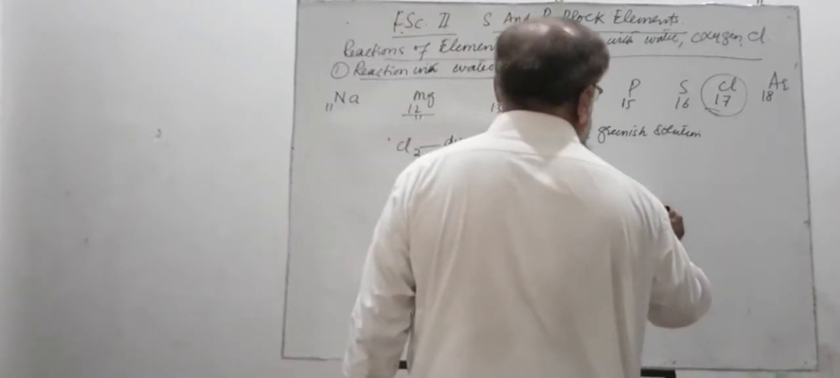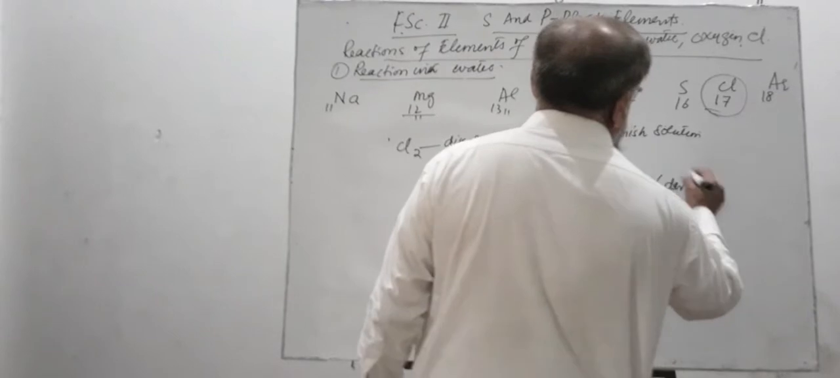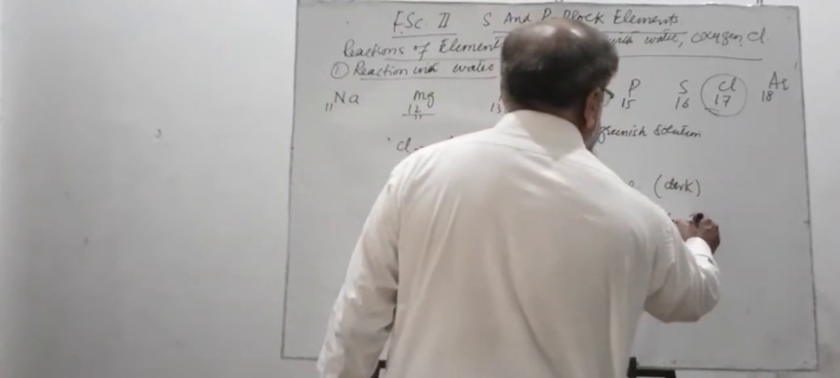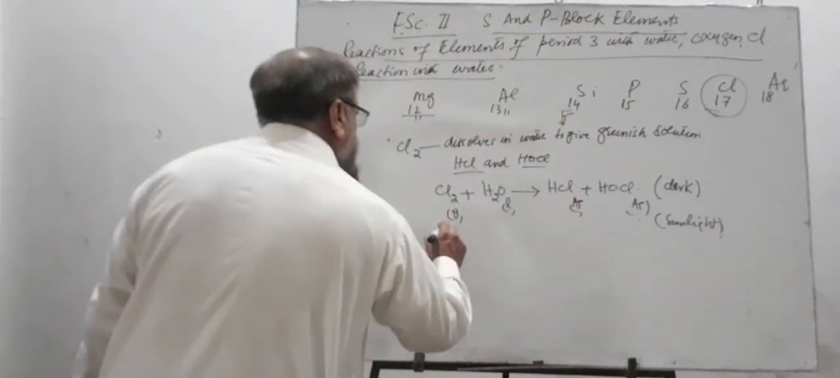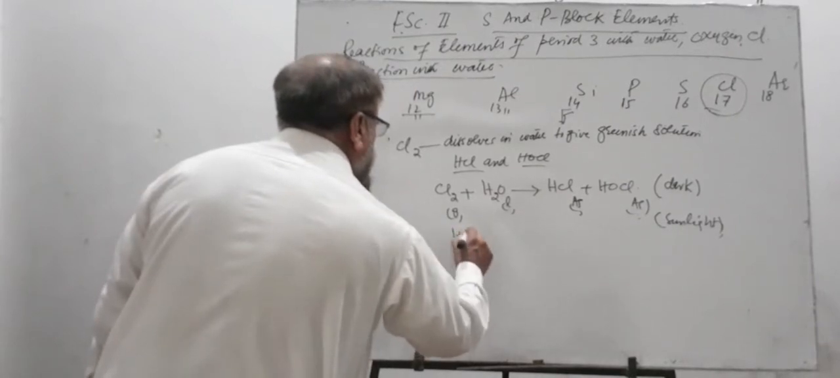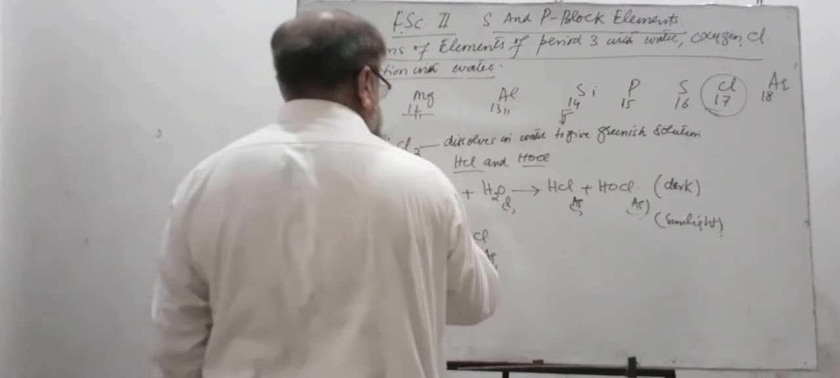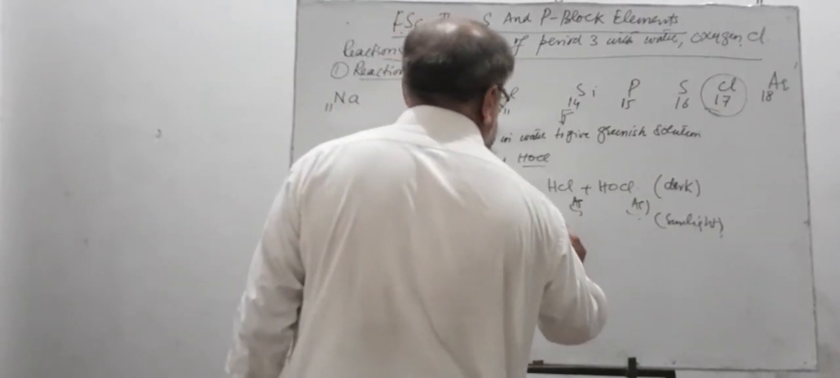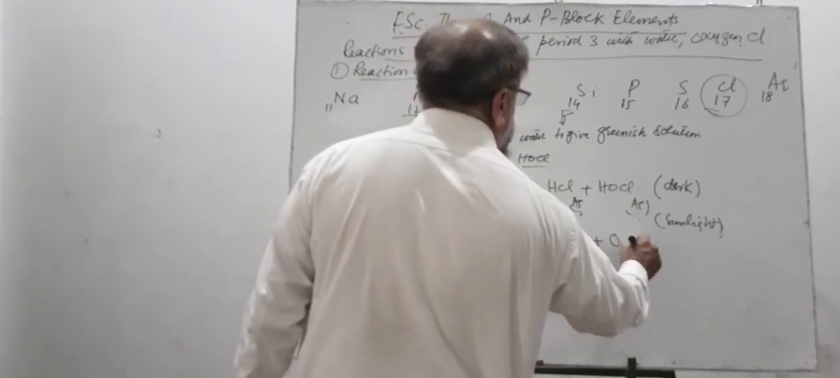This reaction will occur if we are performing the reaction in dark. However, in the presence of sunlight, the hypochlorous acid which may be produced during the process may react with itself to produce HCl, and oxygen gas will be produced.